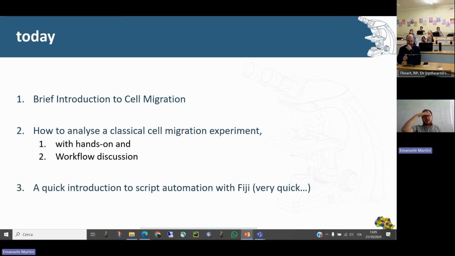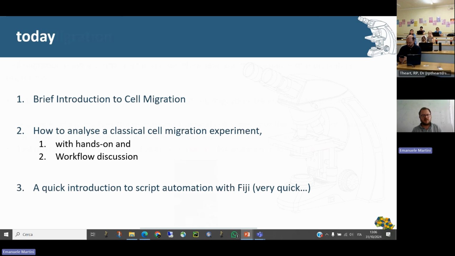So what you will see is, as I said, a brief introduction to cell migration. Then we will try to analyze a classical cell migration experiment. We will try to do it with a hands-on, so we will try to do it all together and see how far we can go. And then I will just give you a very quick introduction to script automation with Fiji. Very quick, because we don't have so much time, but it's just to let you know how you can do a script with Fiji very fast.